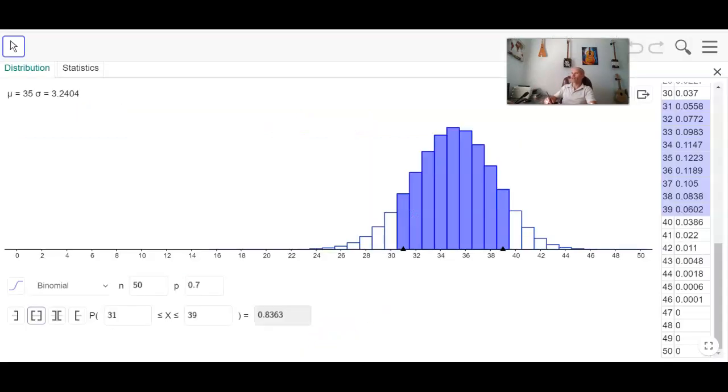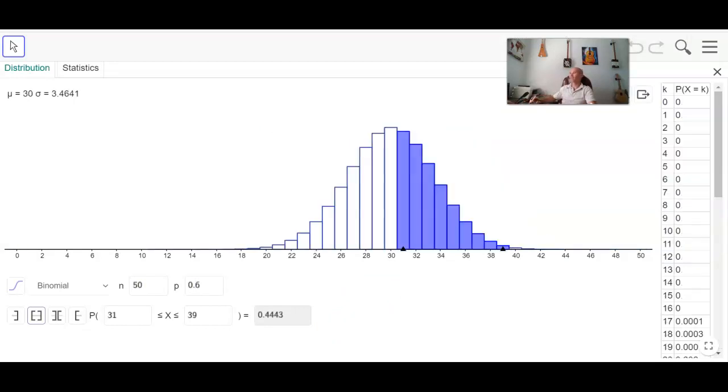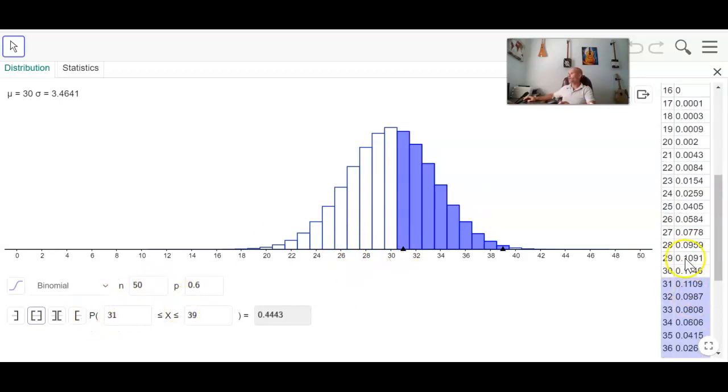Now I'm going to go ahead and just update things in here. The only thing that changes is this 0.6 here. And you can see this nice, beautiful, almost bell curve-like shape. We'll come back to that in a future video. And what we want to look at here is the probability that exactly 25 people prefer to save over spend.